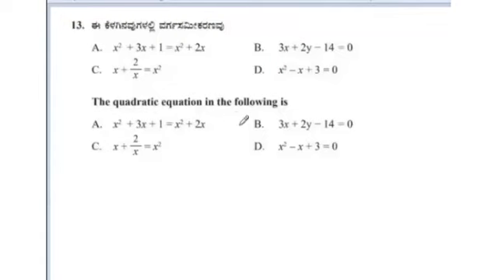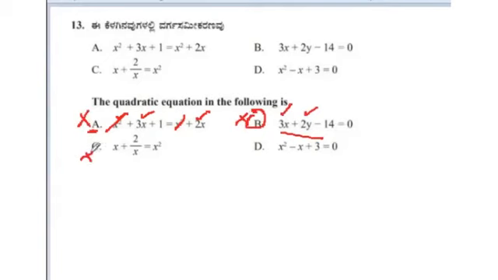13th question: which of the following is a quadratic equation? We all know that a quadratic equation should have highest degree 2, I mean the power should be 2. In the first option, though the degree is 2, there is x square on both sides, so x square gets cancelled, and this is not a quadratic equation because we have only a linear equation. Option B is not a quadratic equation, but a linear equation in two variables x and y. So option B is also not a quadratic equation.